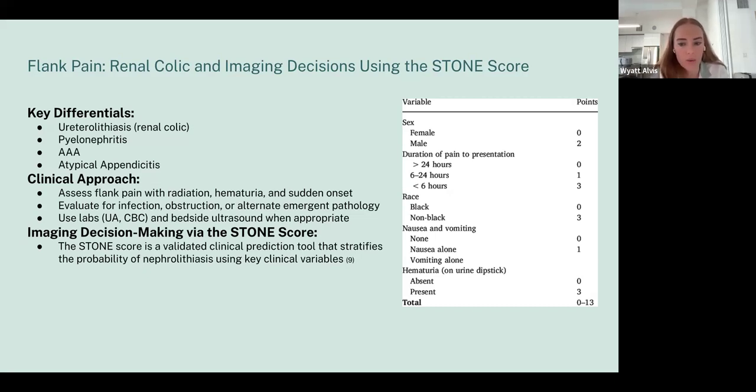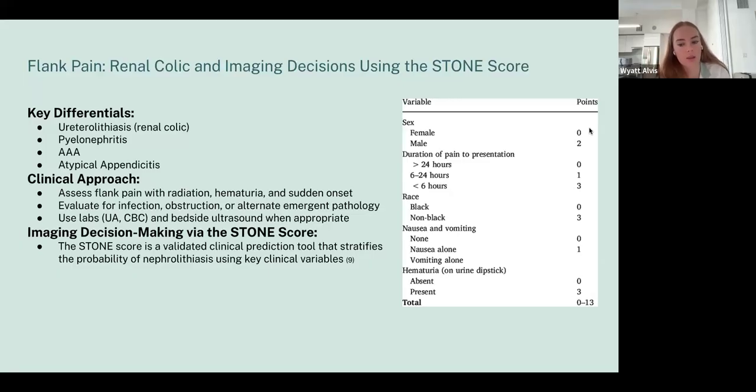It's a validated tool that helps us stratify the probability of someone having ureterolithiasis using key clinical variables. So you can see it there, hopefully. But essentially, it takes sex of the patient, duration of pain, race, nausea, vomiting, and hematuria, whether it's present or absent on dipstick. So scoring a 0 to 5 would be our low probability of ureterolithiasis. So it's going to support starting with ultrasound and then outpatient follow-up. And then scoring 6 to 9 is moderate probability.